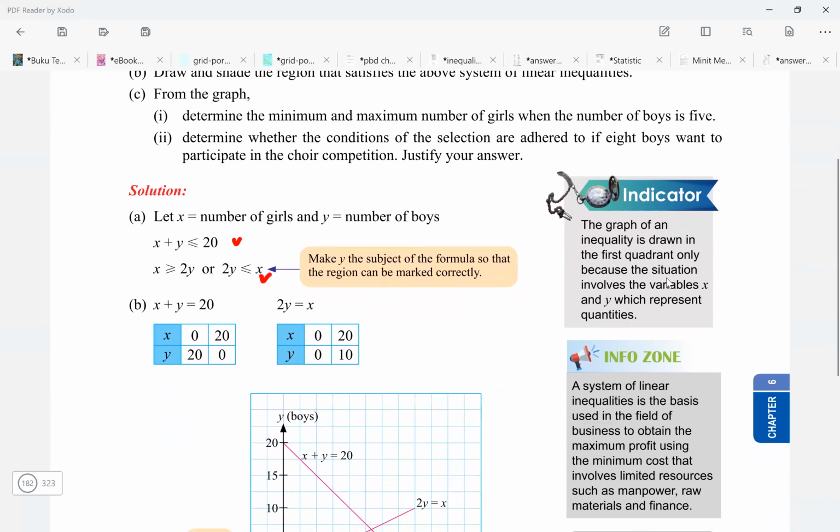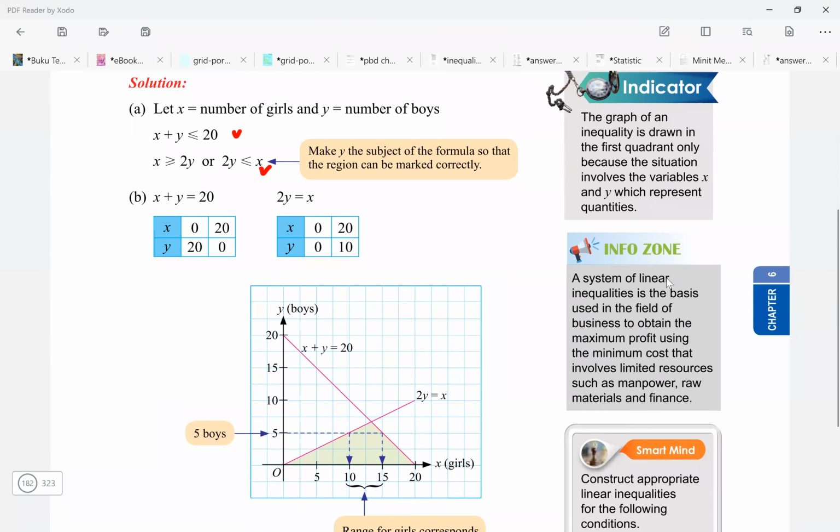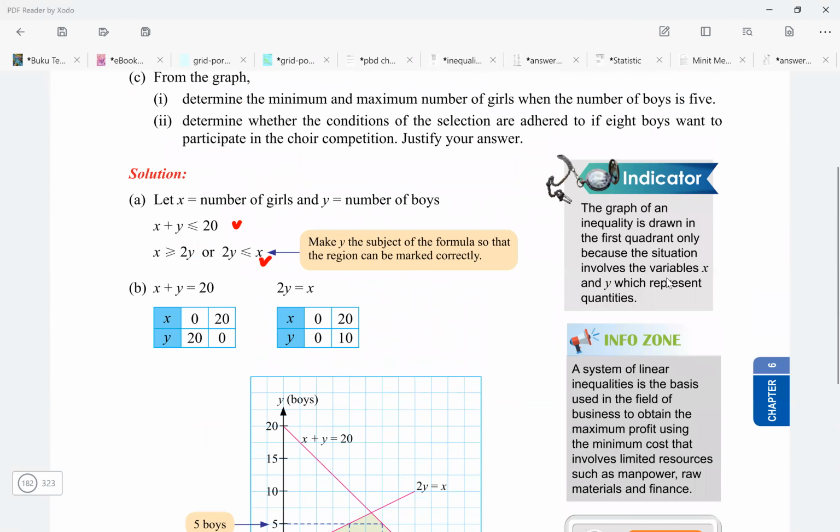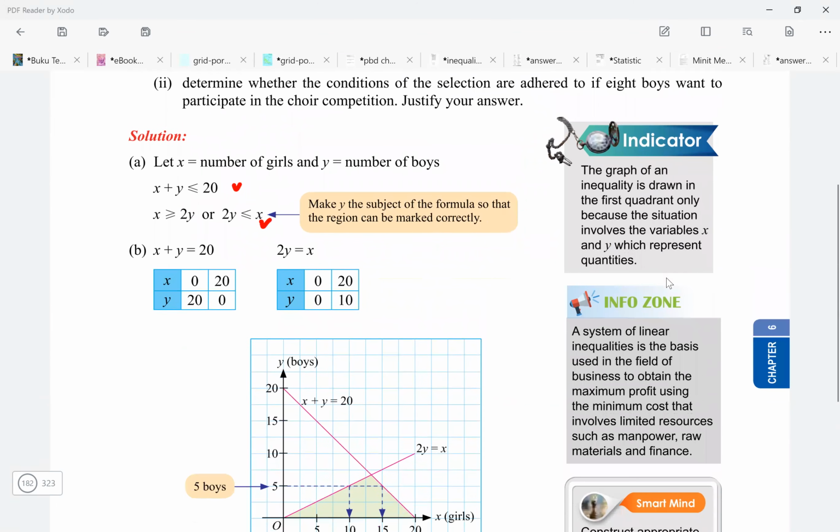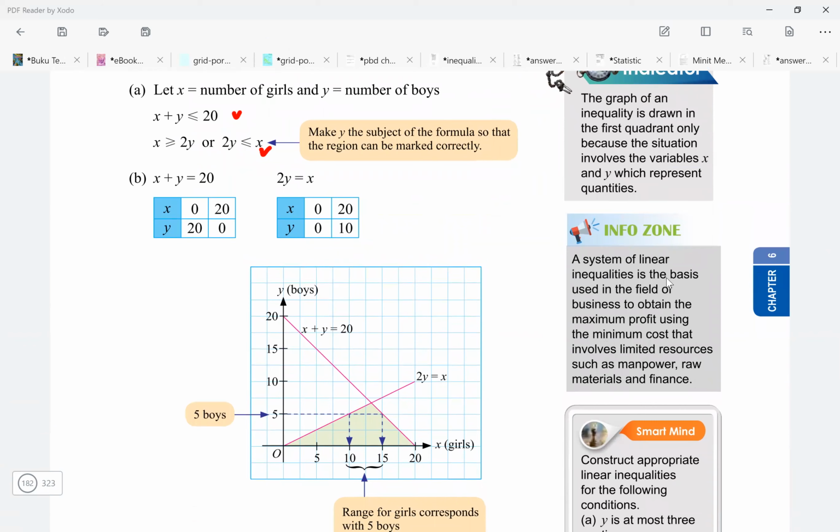The next question, you need to draw and shade the region. First you need to draw your x-axis and y-axis. There is no scale given for the axes, so you have to look at the question. For this one you can use 2 cm to 5 units in your graph. So you already have your x-axis and y-axis. Your x-axis is the girls, and the y-axis is the boys.